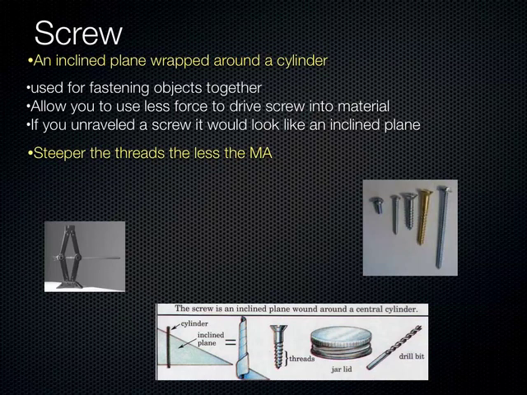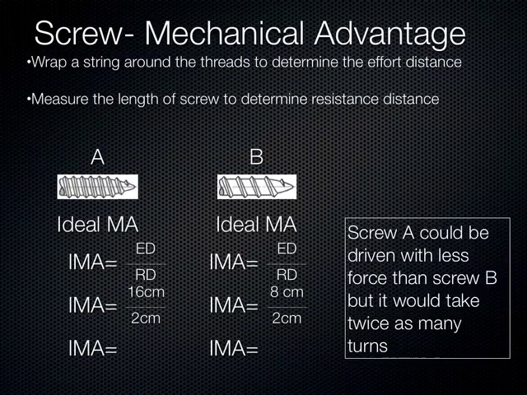So on the screw, the steeper the threads, the less the mechanical advantage. As I pass around those screws, do you notice the difference in the threads? One has lots of threads wrapped around it that are not steep at all. The other has fewer threads and they're much steeper. If we look at them, we could think about them as this type of screw and this type of screw.